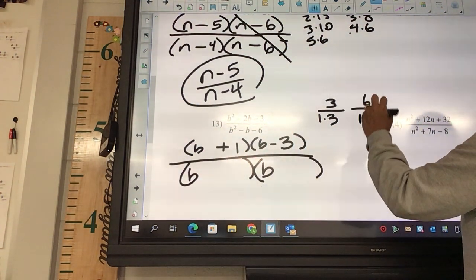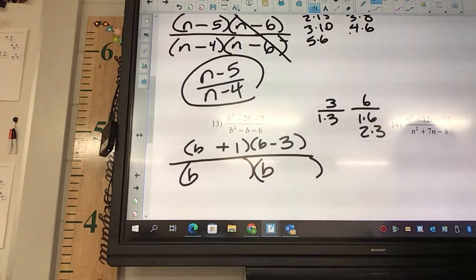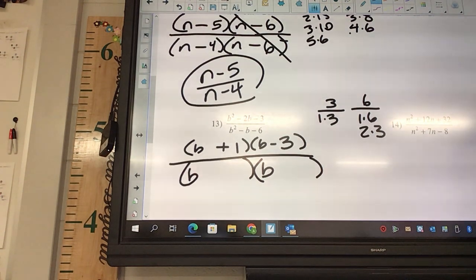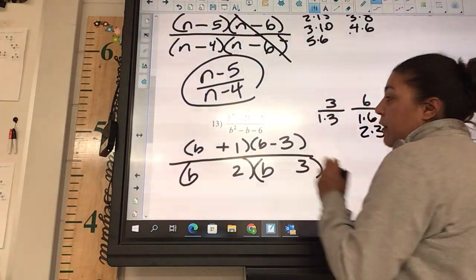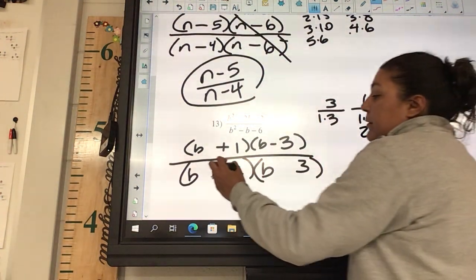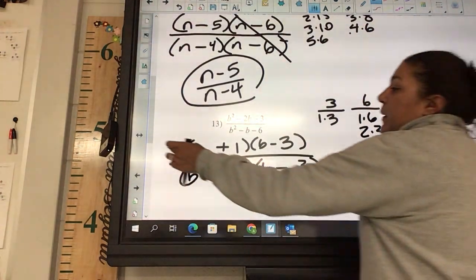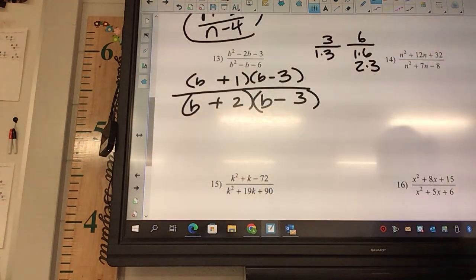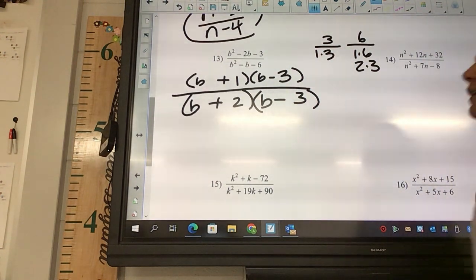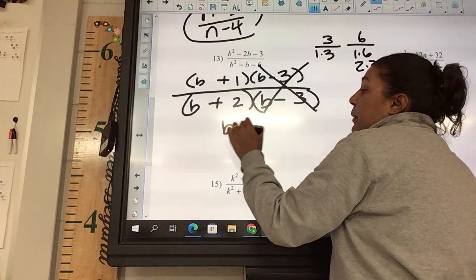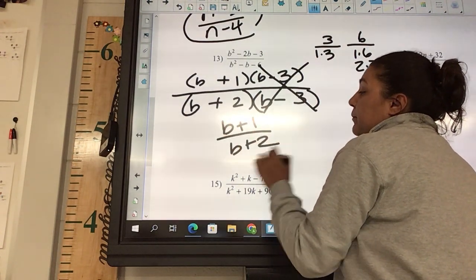And then the 6, I got 1 and 6, 2 and 3. Okay, I need something to give me negative 1. You do plus and minus. 2 and 3. And how can I get a negative 1? Plus, minus. Good. Okay, and so those B minus 3s cancel. And again, if this says B plus 3 and a B minus 3, you cannot cancel them. They have to be 100% exactly the same. Okay, so B plus 1 over B plus 2.